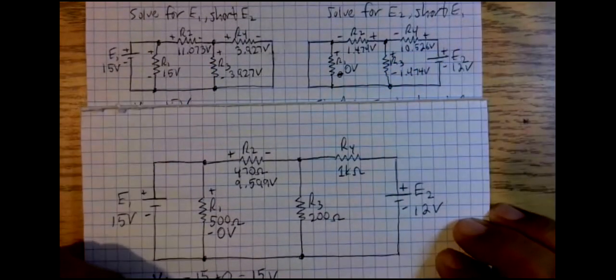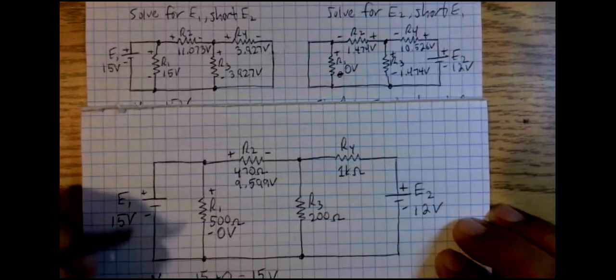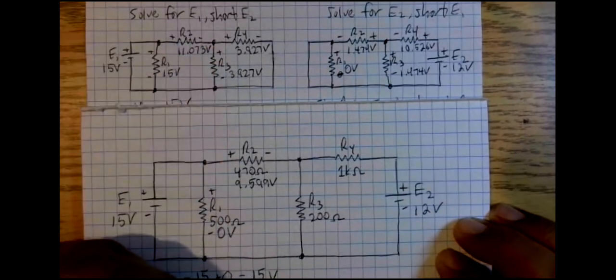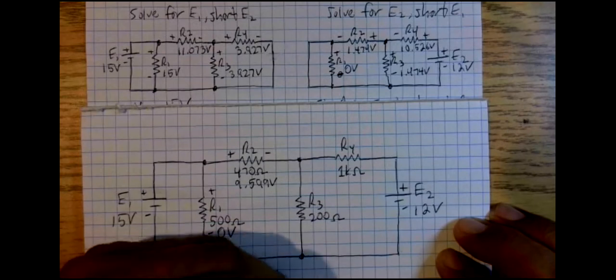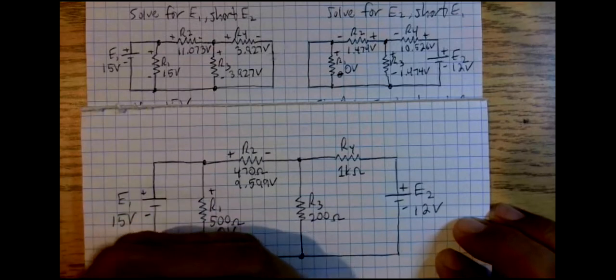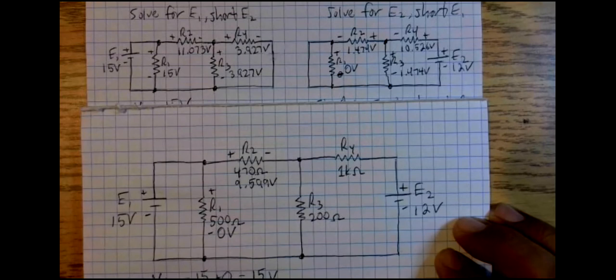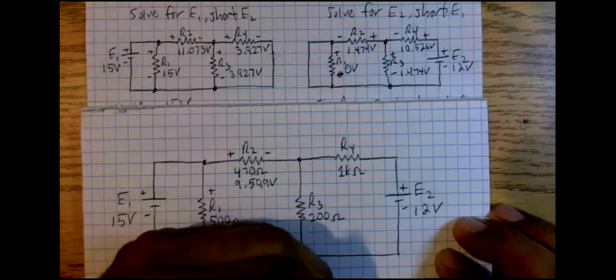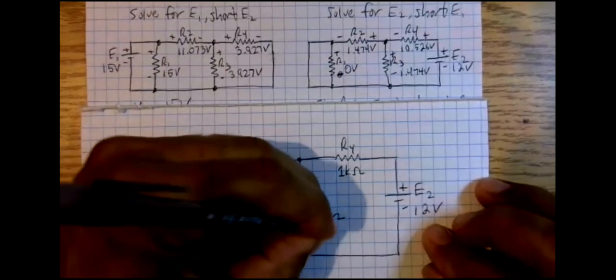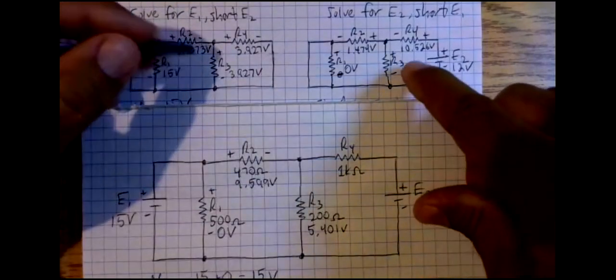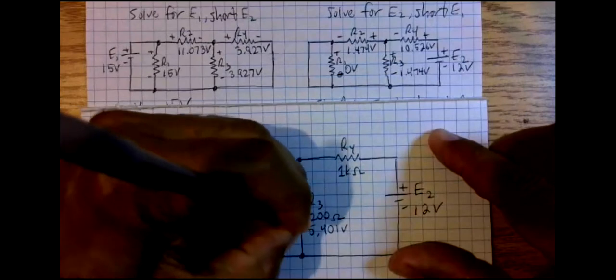Okay, R3, if we take our two values, our polarities are the same, so we're going to add them together. VR3, so we have 3.927 volts plus 1.474 volts, and that equals 5.401 volts. So 5.401 volts. And again, they're the same polarity, so we'll keep that there.